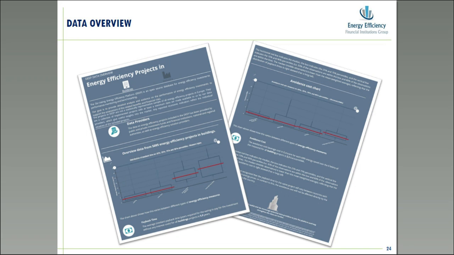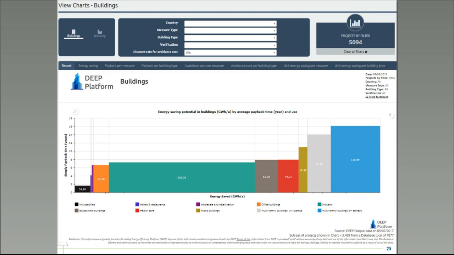Going on to the next functionality, the data overview. The data overview provides you in a fixed standard format a 2-page summary on the key figures for buildings and a similar 2-page summary on the key figures for industry. This is a good place to start for the first-time user. It gives you an idea of what the results you can get from the database are, and it provides you with a definition of the payback time and the avoidance cost. I think for people who are more interested and have seen this once, it is not as interesting as the next functionality, which is the view charts.